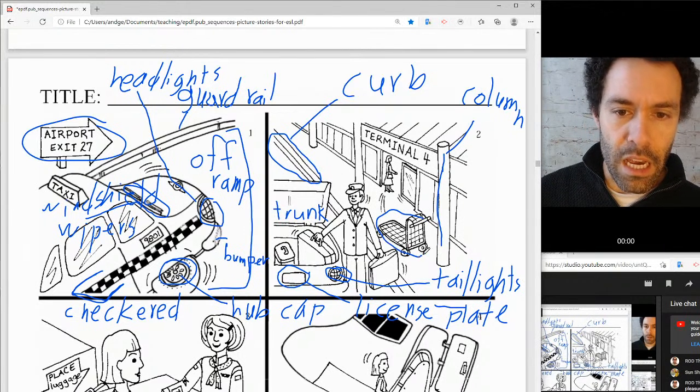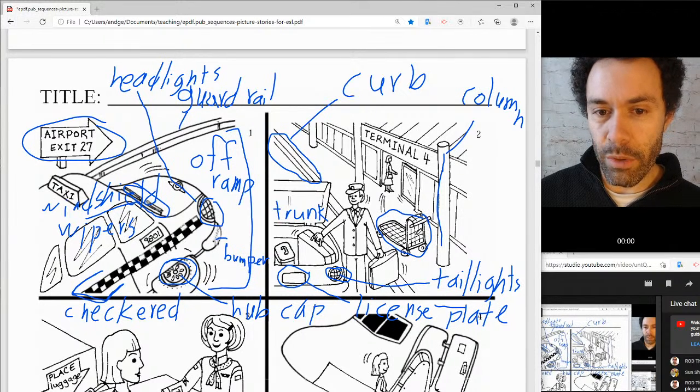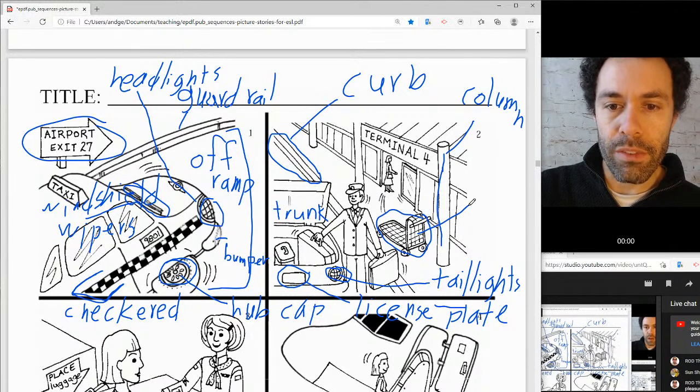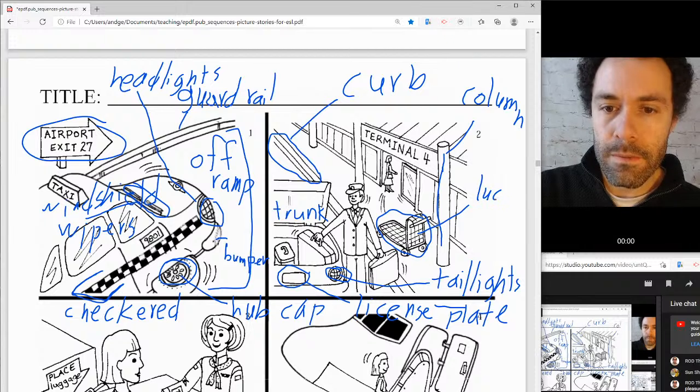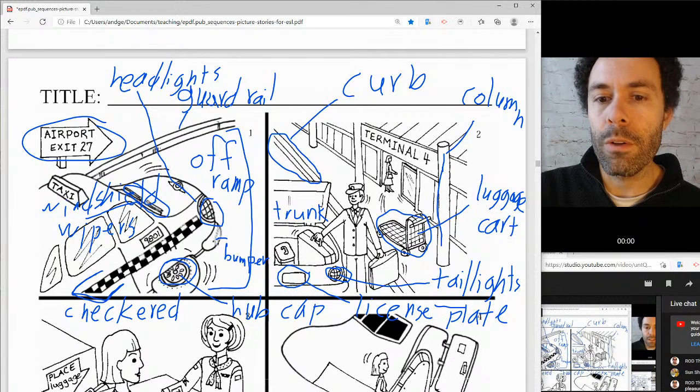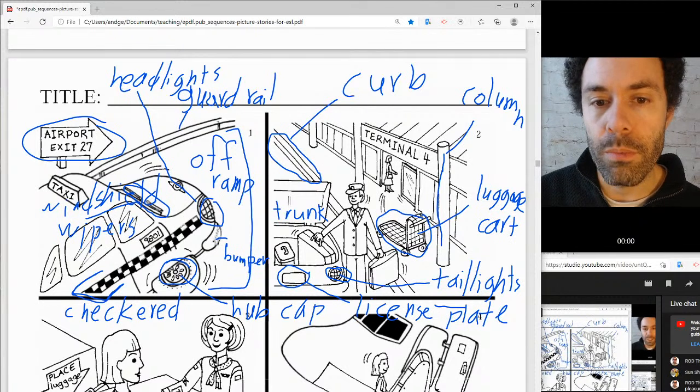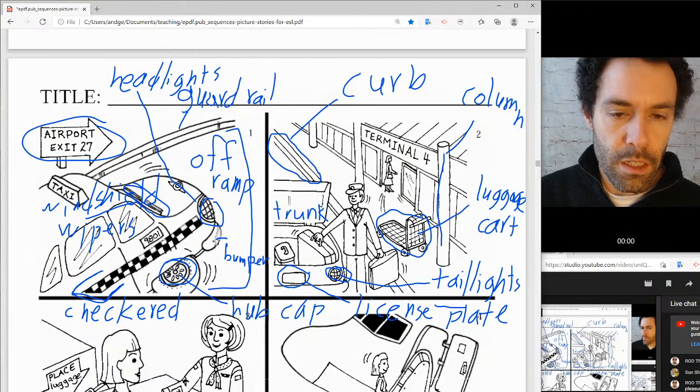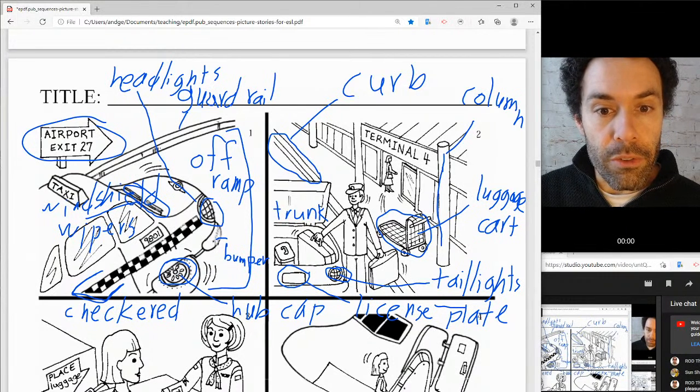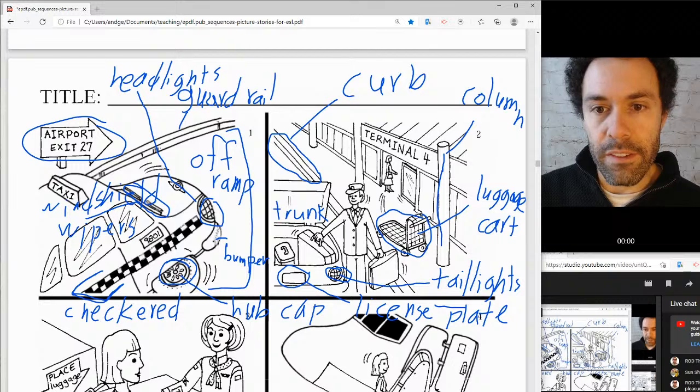Sometimes if you have a lot of baggage that you're taking with you when you're traveling, you have this luggage cart. Luggage cart or a baggage cart. Or just a cart, okay, that you can take with you. Usually you have to pay. Okay. And those are the major things I see in this second picture.